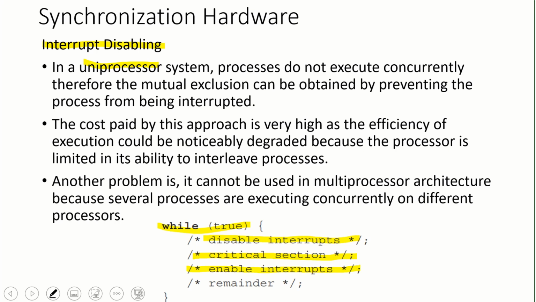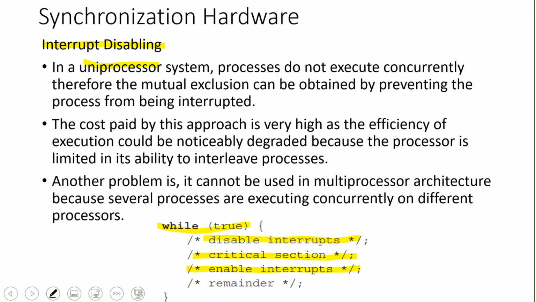So when the process is executing in its critical section, it cannot be interrupted and hence mutual exclusion is guaranteed. The cost paid by this approach is very high, as the efficiency of execution could be noticeably degraded because the processor is limited in its ability to interleave processes. Another problem is it cannot be used in multiprocessor architecture because several processes are executing concurrently on different processors.